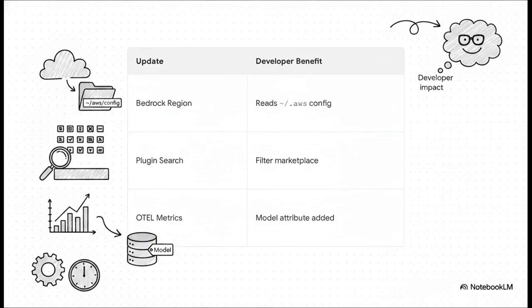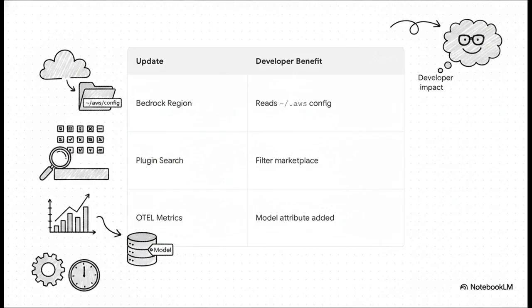Second, the plugin marketplace browser finally has a search bar. If your team uses a ton of plugins, you can just filter instantly instead of mindlessly scrolling. And third, for the DevOps folks tuning in, the OpenTelemetry metric for counting lines of code now includes a model attribute.